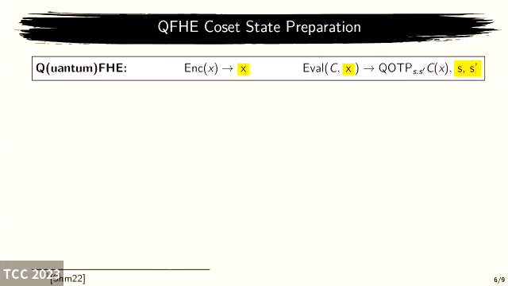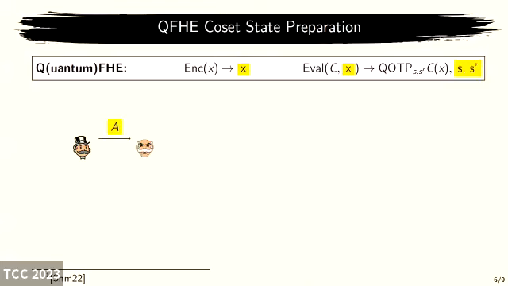In order to evaluate an encryption of X on a circuit C, you will get two parts, a quantum part on the left and a classical part on the right. And the quantum part will be this QOTP of C of X. So C of X, because C is a quantum circuit, will be a quantum state. And QOTP is quantum one-time pad, which is just masking this quantum state with a key S, S prime. And the classical part will be the encryption of this S, S prime.